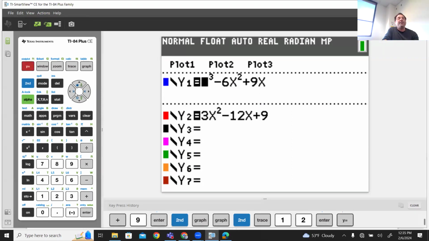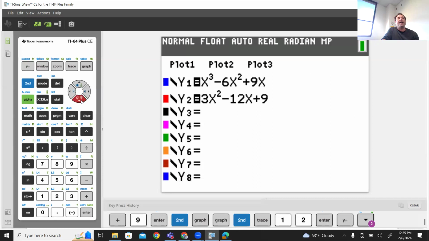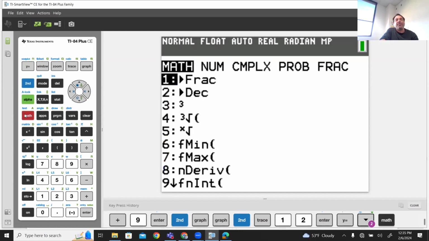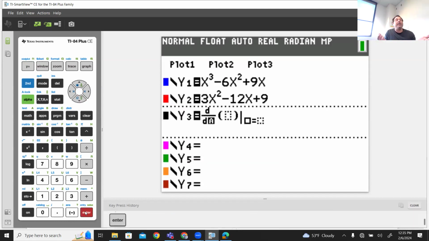Well, go to y3. And when you go to y3, we're going to make that the derivative in the calculator. How do you do that? Press math, and go to number 8. Number 8, which says what? Derivative. So choose number 8. Now, this is where our calculators are going to be a little different. If your calculator looks like mine, follow along.